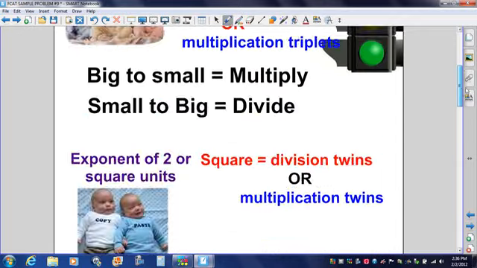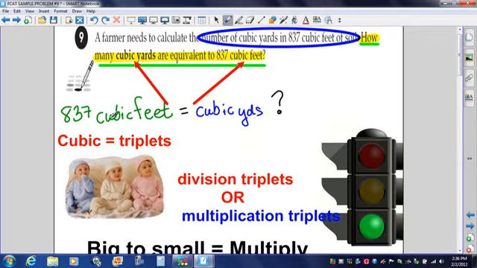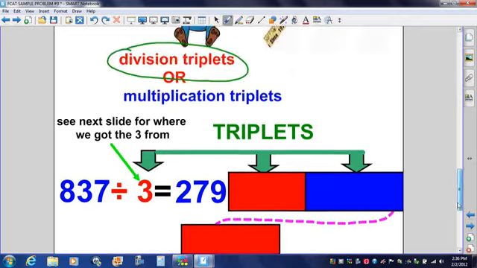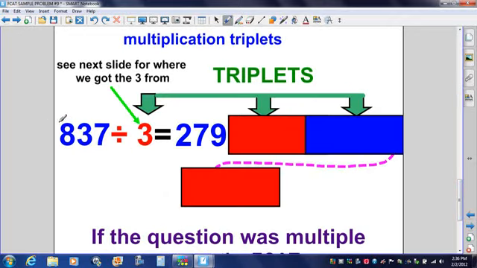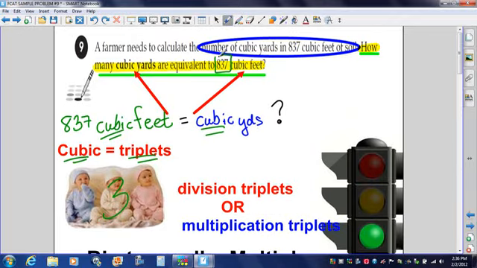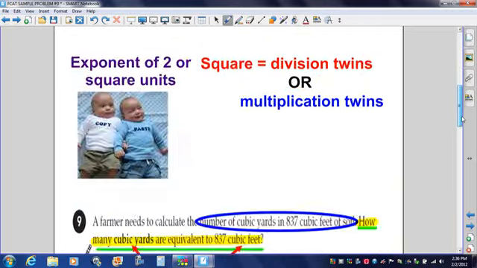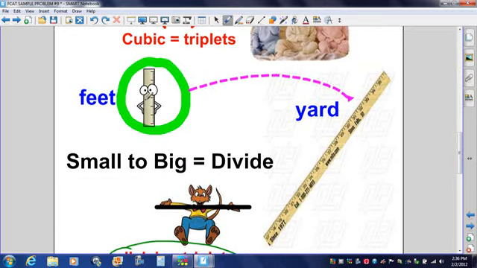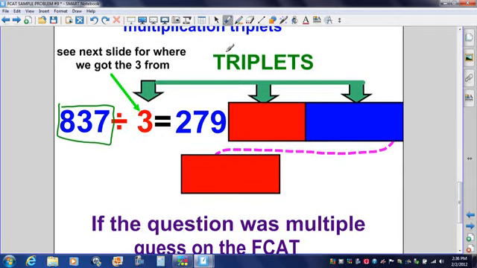And we're going to divide 3 times because we have this unit cubic. Cubic is like triplets. There are 3 of them. So I'm going to take 837. Where'd you get that from, Mr. Phillips? I got it from right here in the problem. We said we're going to divide because we're going from a small unit to a big unit, and we're going to divide by 3.